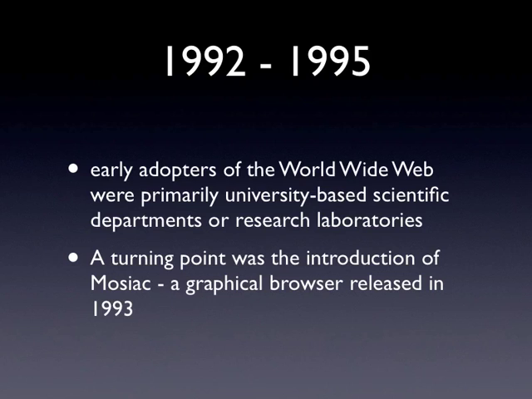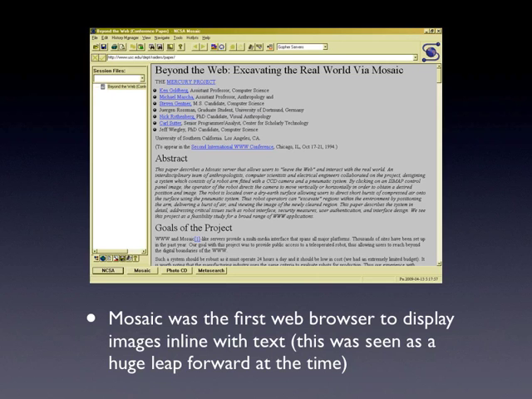Okay, so we'll jump forward a little bit to 1992 to 1995. We still see early adopters of the World Wide Web being primarily university-based scientific departments or research laboratories. There wasn't a lot of just average citizens on the web. But a turning point for this was when we started to see the web start to develop into a little bit more of a graphical interface. So a turning point was the introduction of Mosaic, a graphical browser which was released in 1993. That's a screenshot of it, and it looks very similar to any browser that you might use today.